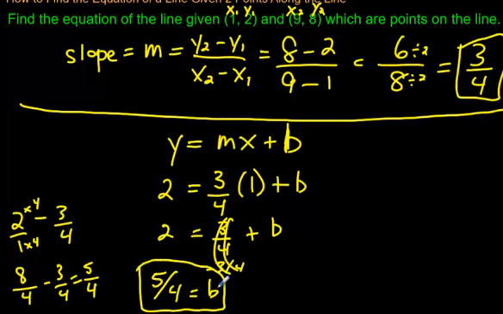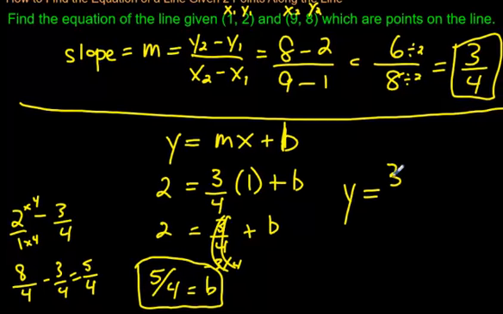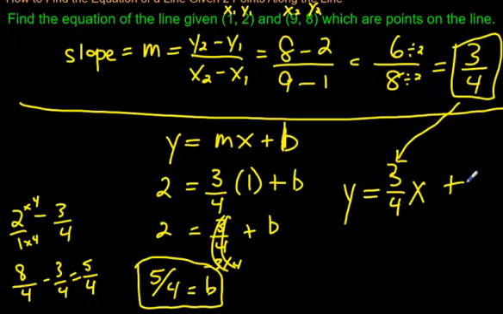We now know everything we need to know to write the final answer, which is the equation that they were looking for. So let's write it out. Y equals 3 over 4x, because the slope comes first, which is right here, plus the y-intercept. The y-intercept was 5 over 4. Now, if you were handing this in to me, it would be up to you. If you want to leave it as a fraction, that's up to you.